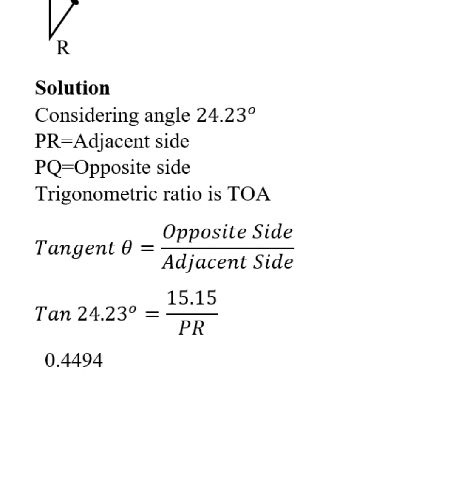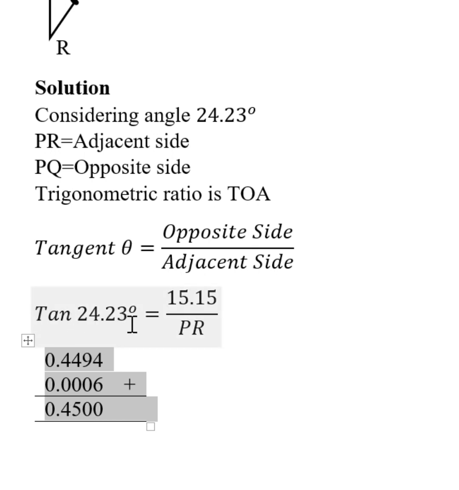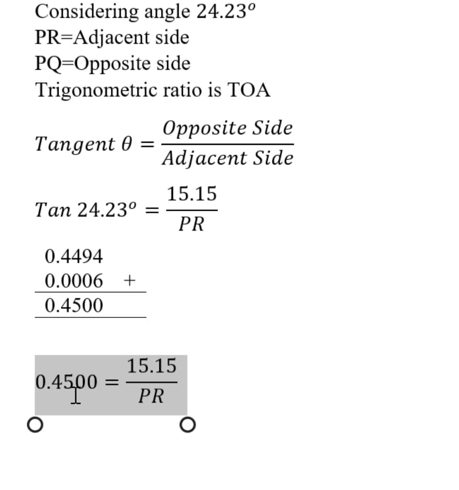So that means we shall take 0.4494 plus 0.0006, and that gives us 0.4500. So that is the value of tangent 24.23. So we shall replace this one with this value. So 0.4500 is equal to 15.15 over PR.